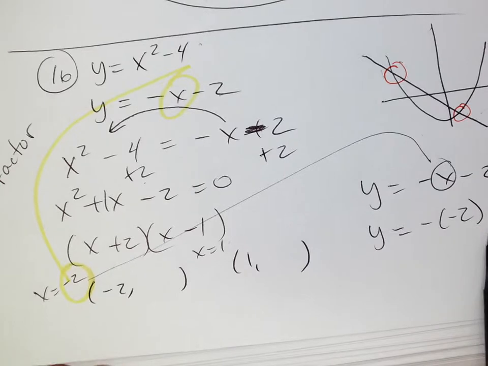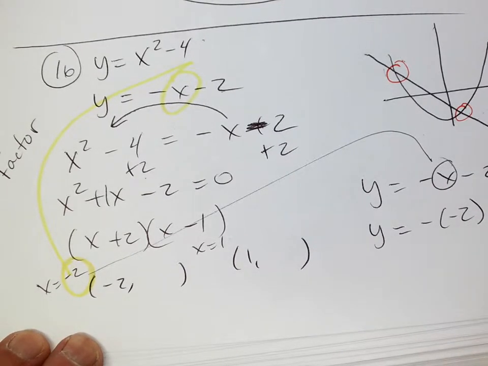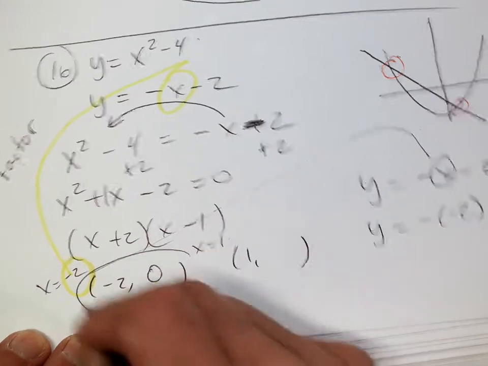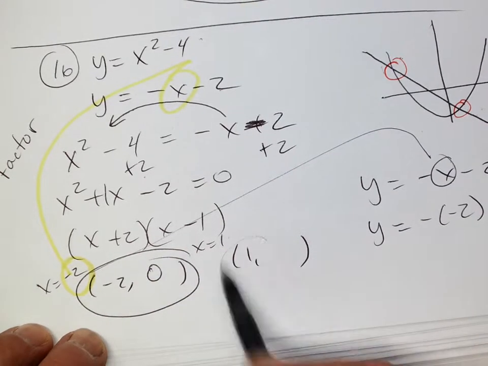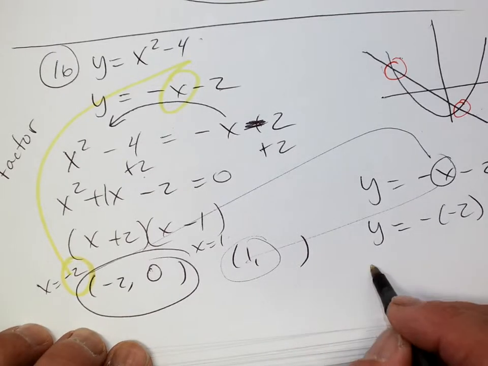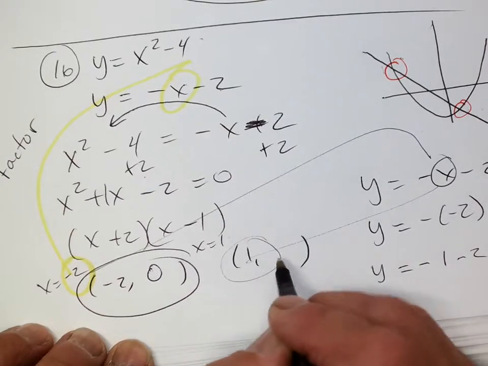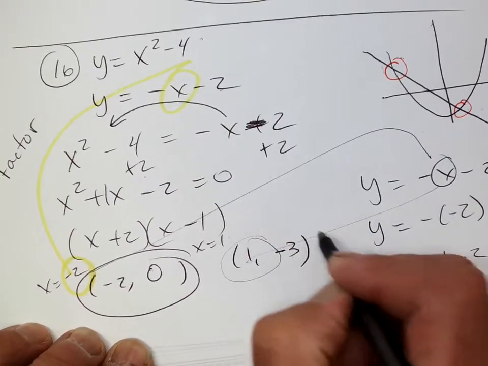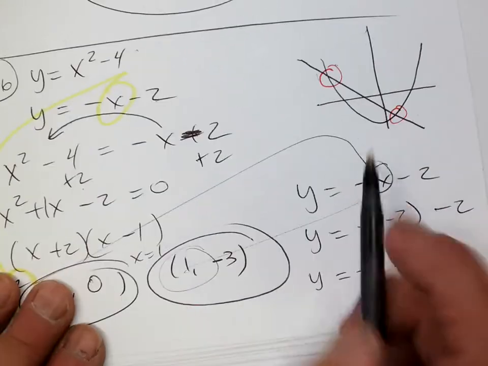So I get a 0. This will give me a 0. Positive 2 minus 2, 0. There's 1 point of intersection. Take my 1 and plug it in. So I'd have y equals negative 1 minus 2, which is a negative 3. Those are these 2 points.